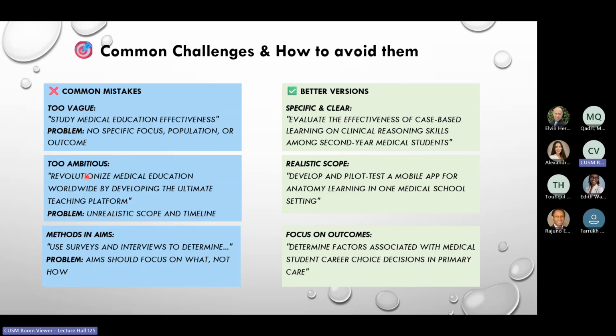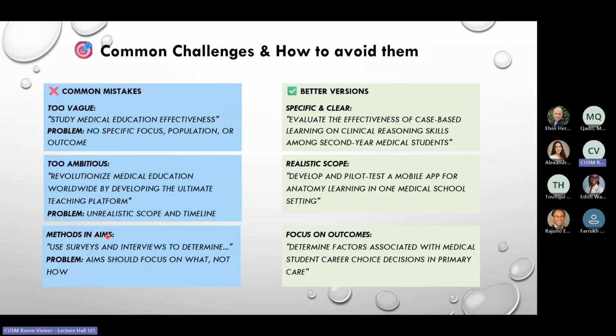Using words like revolutionize or to measure every outcome, they're too big, and within the timelines that those types of ambitions imply, you probably don't have that much time to revolutionize a particular practice or measure data from all patients, etc. Using words like revolutionize medical education worldwide by developing the ultimate teaching platform is unrealistic, especially when timeline is involved.